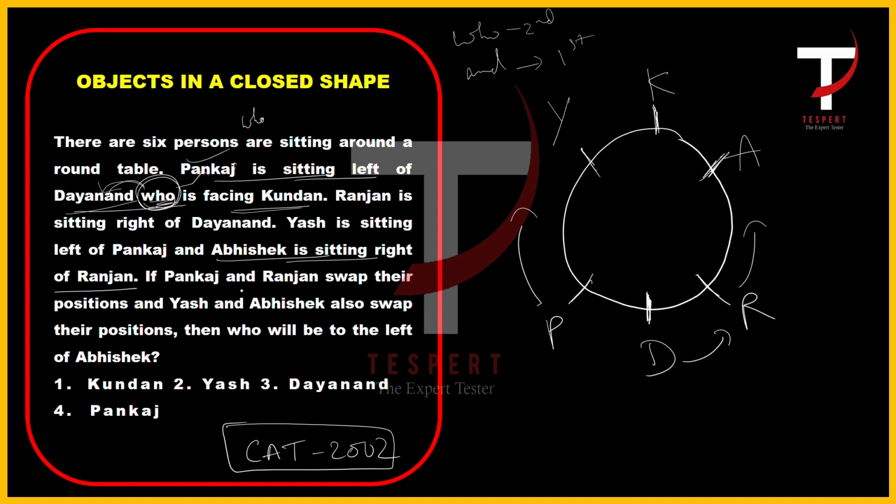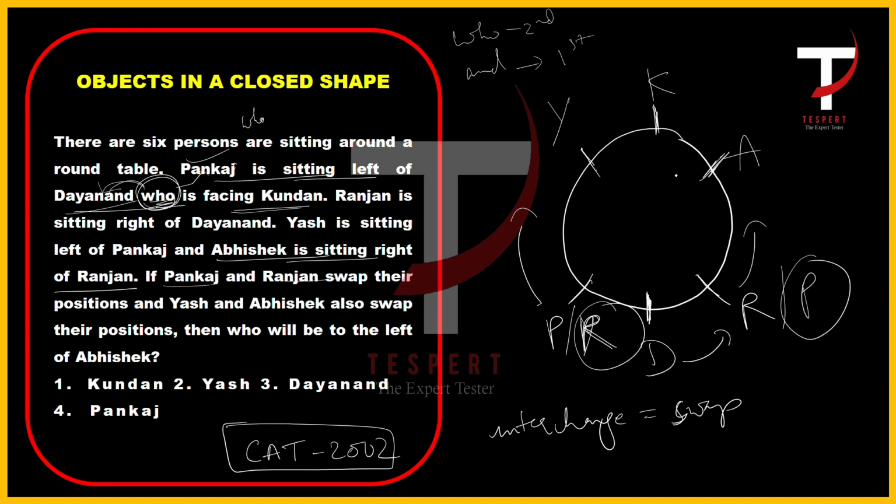If Pankaj and Ranjan swap their positions and Yash and Abhishek also swap their positions, then who will be to the left of Abhishek? Swapping means interchanging. So Pankaj and Ranjan swap their positions. Here Ranjan comes instead of Pankaj, and instead of Ranjan, Pankaj comes here.